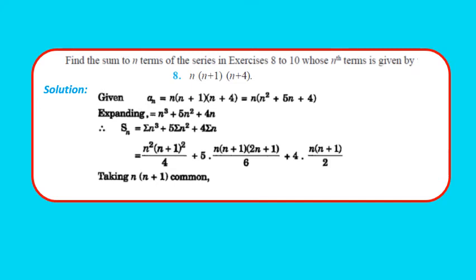So applying the formula for sigma n cube, sigma n square and sigma n, we get Sn equals n square (n plus 1) whole square upon 4 plus 5 into n (n plus 1)(2n plus 1) upon 6 plus 4 into n (n plus 1) upon 2. So taking n into (n plus 1) common.